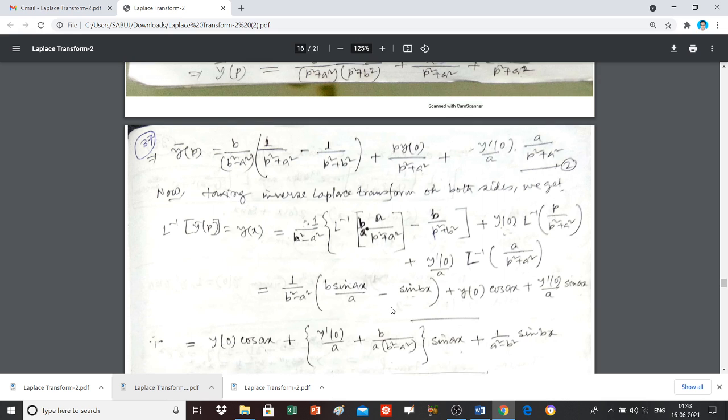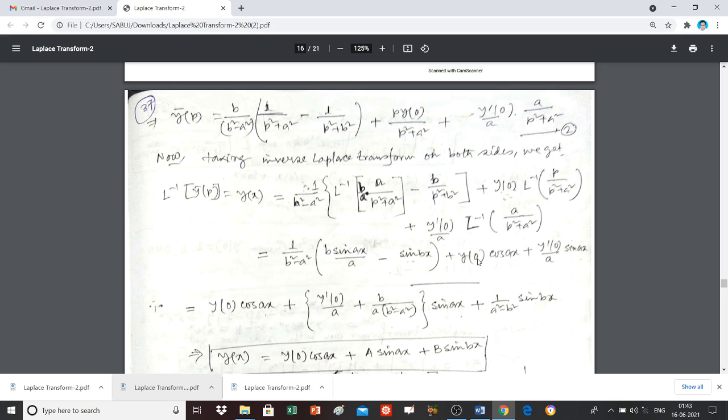So the result is y0 cos ax, just rewriting this equation, then y prime 0 by a, sin ax is taken common from this term and this term. So from these two terms sin ax is there, and from this term the rest part is y prime 0 by a, and from here b by a into b square minus a square, and the remaining term is sin bx by b square minus a square, with a negative sign, and that can be written with a plus sign as a square minus b square. Since it is b square minus a square, it can be written as a square minus b square sin bx.